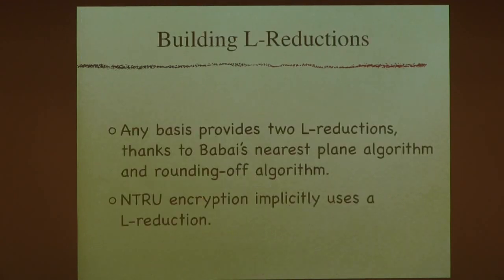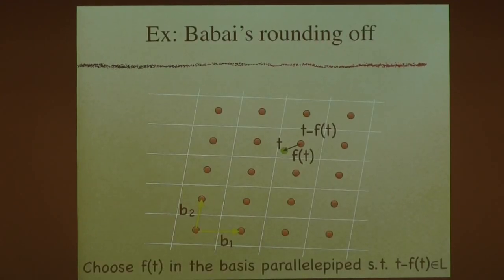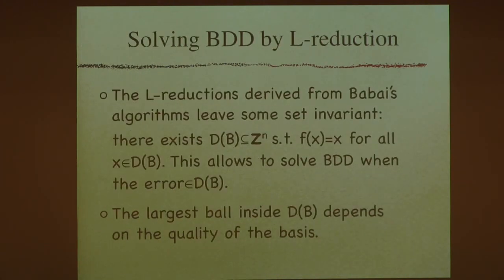For instance, come back to the picture here. If I take a point which is already inside the parallelepiped, it's the same point. So I'm going to keep the same vector. Suppose that you have some set which is invariant, so f of x is equal to x for all x in the set. Then obviously you can invert, because f of x is equal to x. That allows you to solve BDD when the error belongs to this set. This is where the quality of the basis impacts your ability to solve BDD, because, for instance, if you consider the largest ball inside this set, it depends on the quality of the basis.